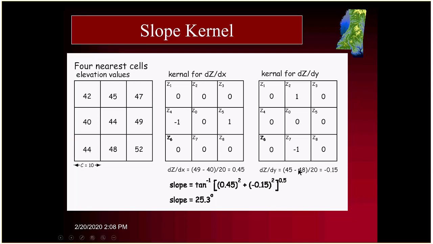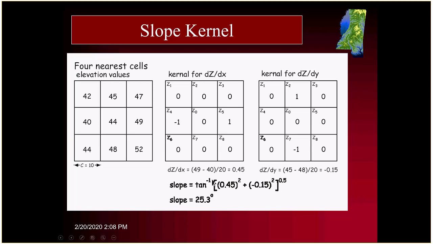And 45 minus 48, since we framed it that way, is -3, divided by 20 is 0.15. So we've got two numbers. The way that we reconcile this is that we add them together after we square them, and then take the square root. That will give us the slope as a percent. And then if we take the inverse tangent of that value, we'll get the slope in degrees. So we have our slope in percent and our slope in degrees.